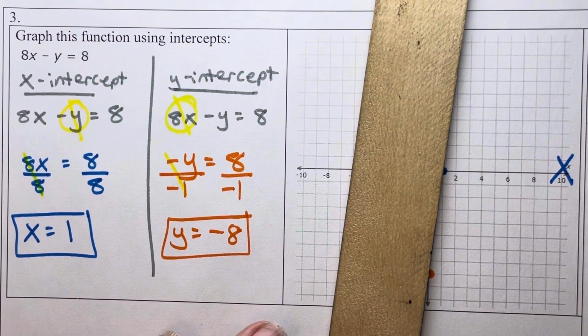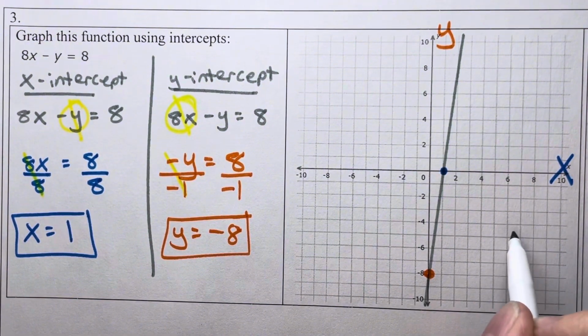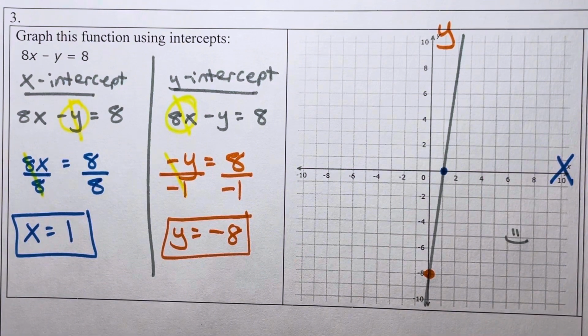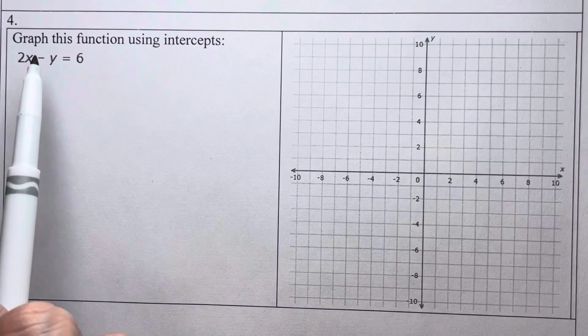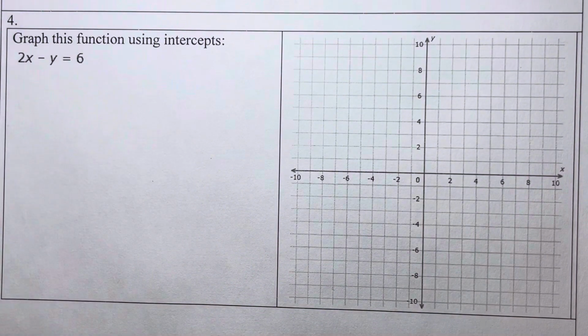If you're having to graph using standard form, it's really very friendly, very simple. I think it's actually probably easier and faster to do correctly than with the slope-intercept form, truth be told. And there you go. Example 4. We're going to graph this function using intercepts where 2x minus y is equal to 6.